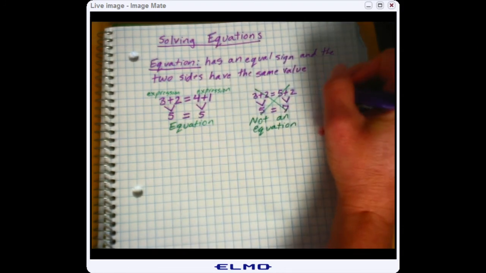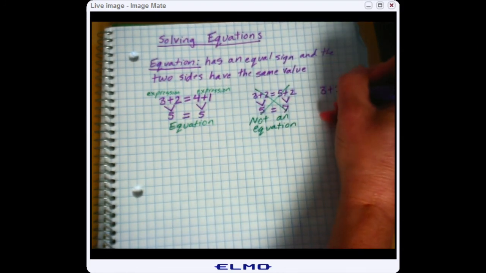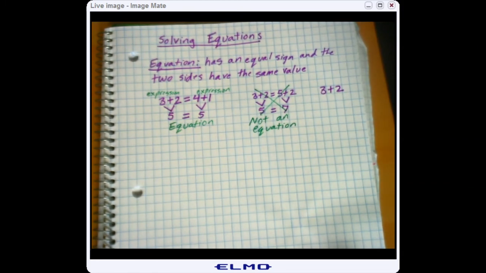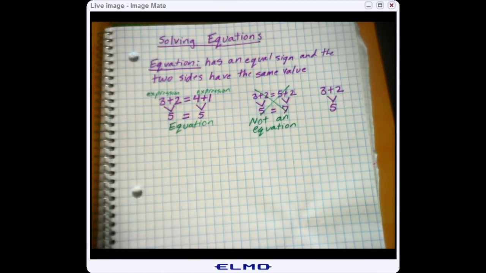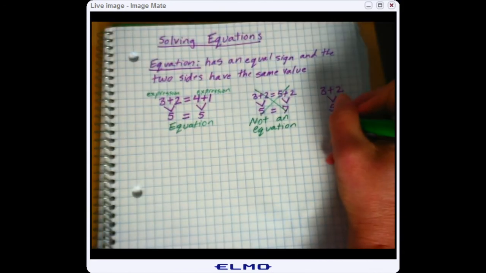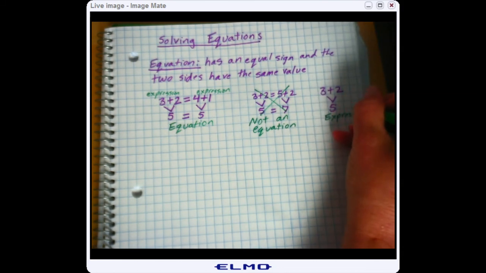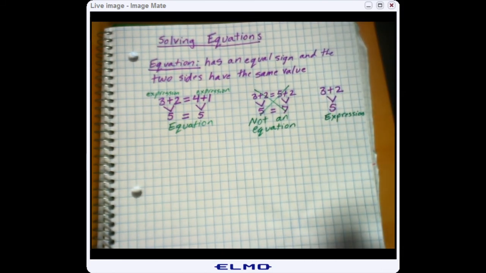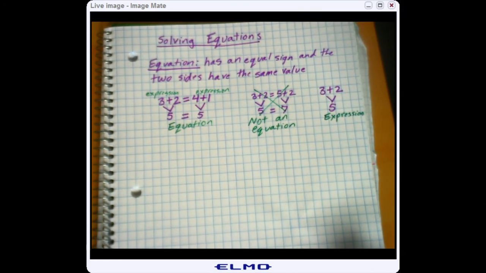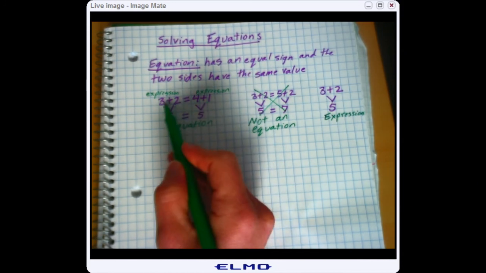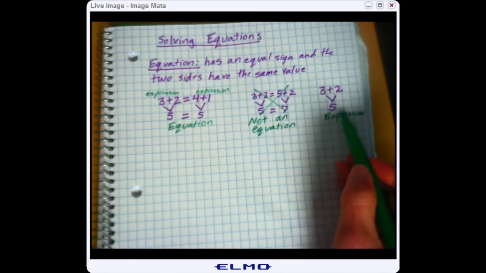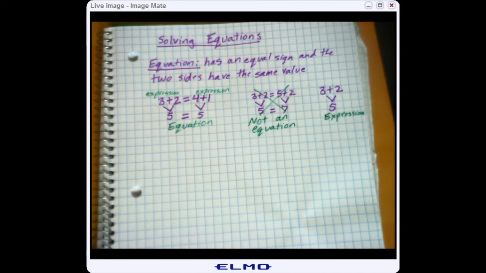Okay? And then let's say I just have something like 3 plus 2. While I can simplify this down to 5, this is not an equation. This is actually an expression. Okay, an expression is just an idea in math, think of it like a sentence fragment, versus an equation is telling you these two expressions have the same value. This is not comparing to anything at all, just talking about itself, so it is an expression.